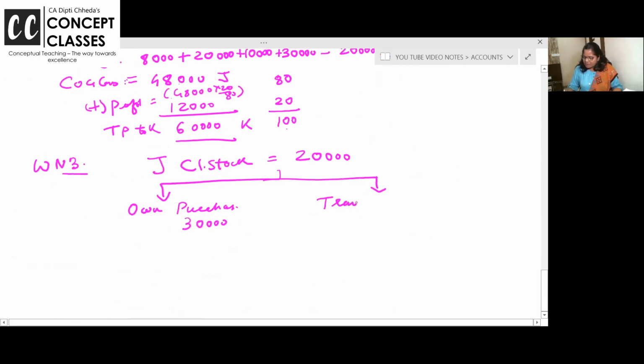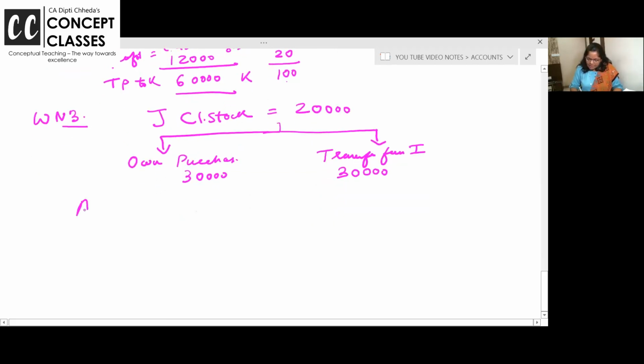What is the transfer from I? How much goods have come from I to J? 30,000. And what is J's own purchase? Actually, own purchase is 20, but in that we will add the labor cost also. Labor, like loading, is part of the purchases. Now we are making an assumption here. J, your own purchase is 30. I say transfer at 30, equal.